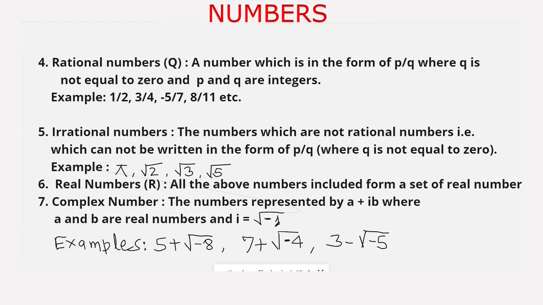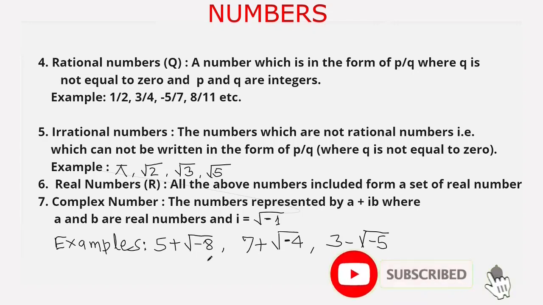This is an imaginary number, and the examples for these numbers are 5 plus under root minus 8, 7 plus under root minus 4, 3 minus under root minus 5. Here 5 and 8 are integers, so 5 plus under root minus 8 can be written as 5 plus under root of minus 1 into under root 8, where 5 and 8 are real and minus 1 is imaginary. Together these two numbers, one part real and the other part imaginary, is called a complex number.